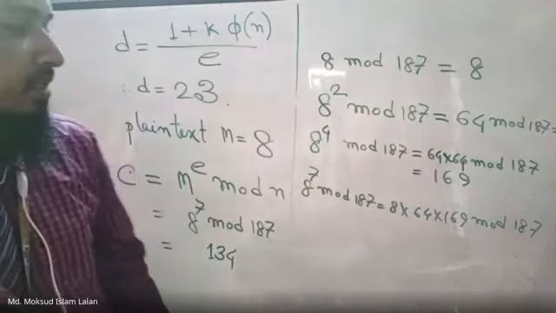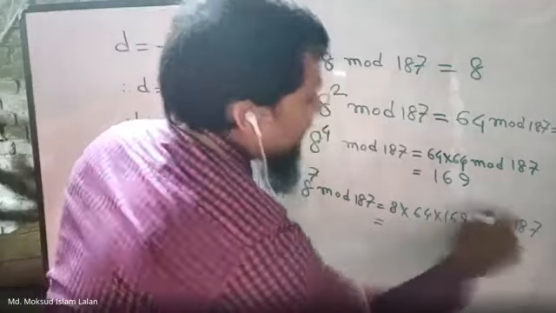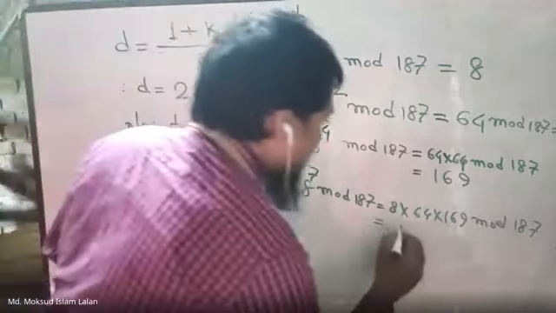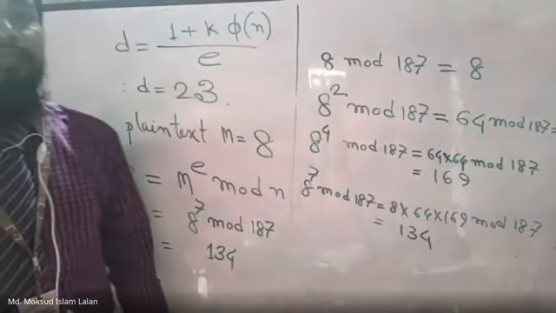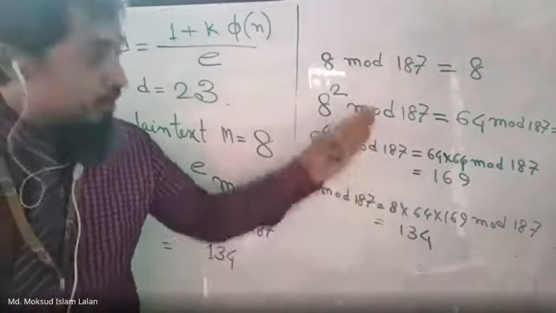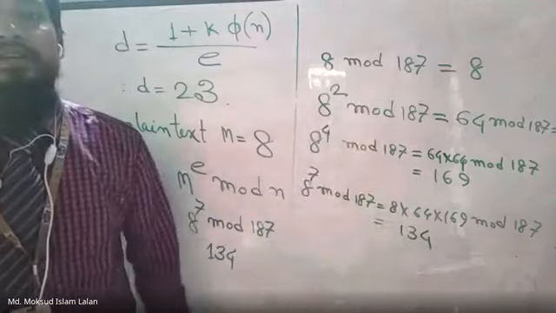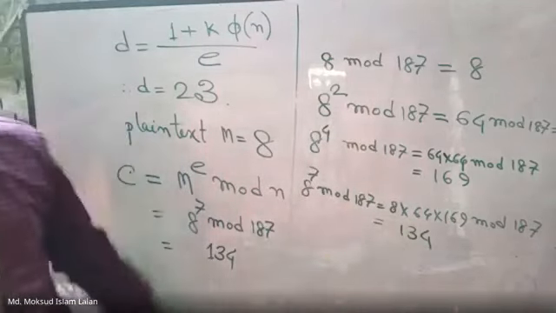Do you understand, dear student? Now multiply this result and find the mod. You will get 134. I'm just explaining the procedure. You have to apply this, otherwise it is fully impossible.